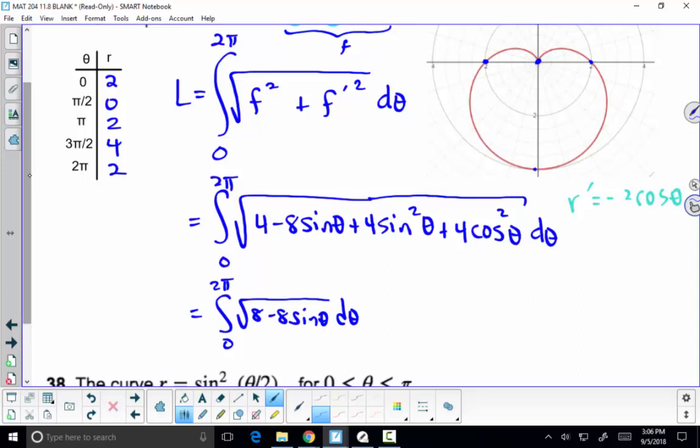Now typically with cardioids, if they're centered at the origin like this, it's not going to matter. You can just integrate 0 to 2 pi and it works, typically. If you want to be safe, if you come up with a funny answer, then that's something to check. If you come up with an answer that doesn't make sense, integrate to the cusp and then double it. Use symmetry. Don't do anything crazy if you come up with a funny answer.